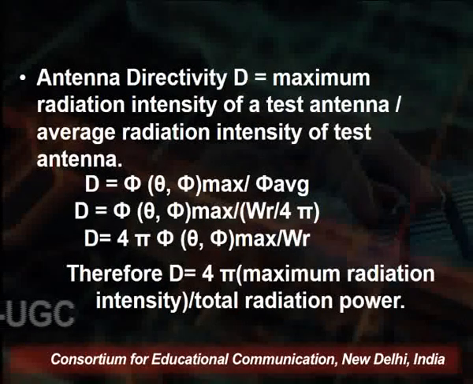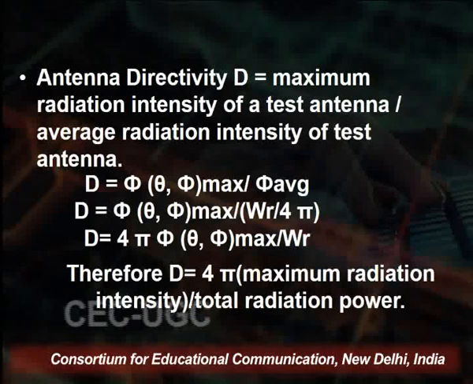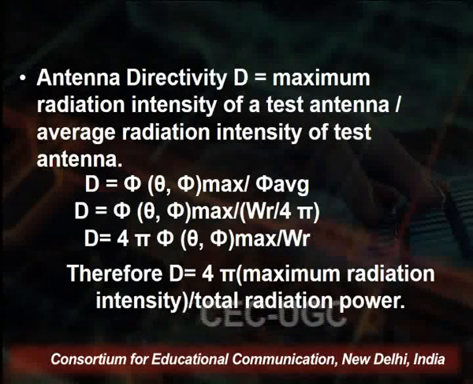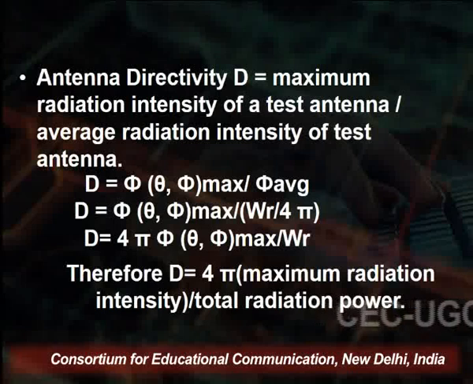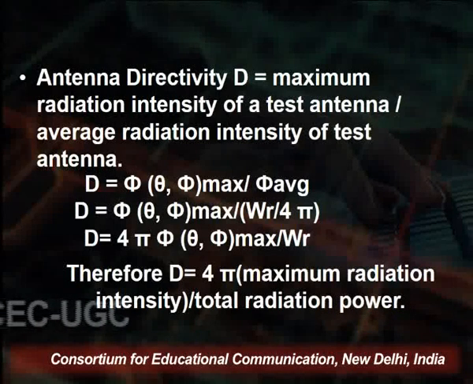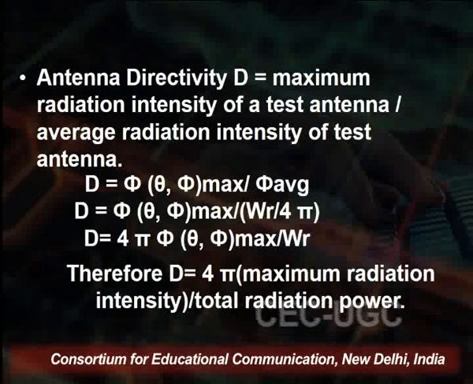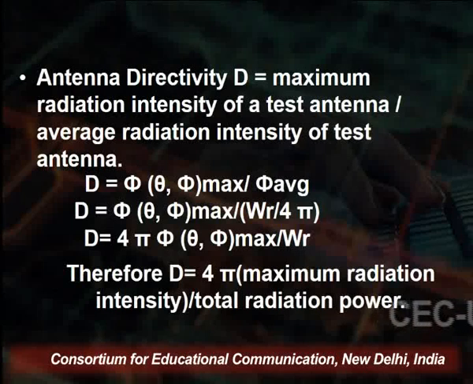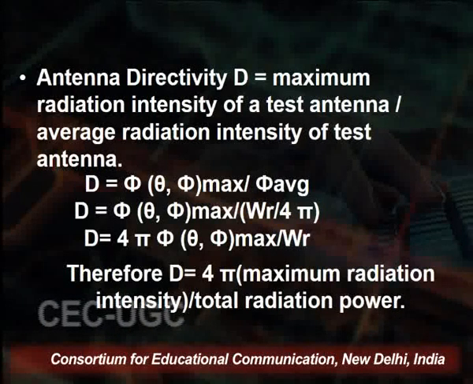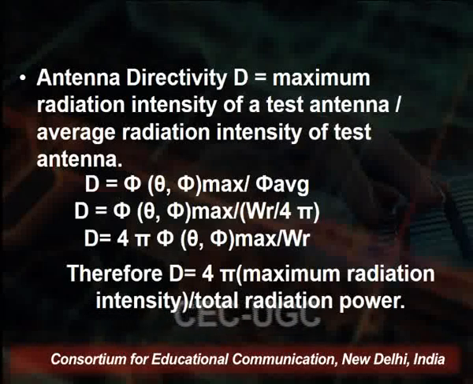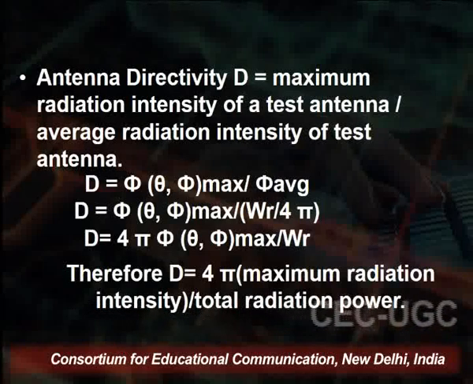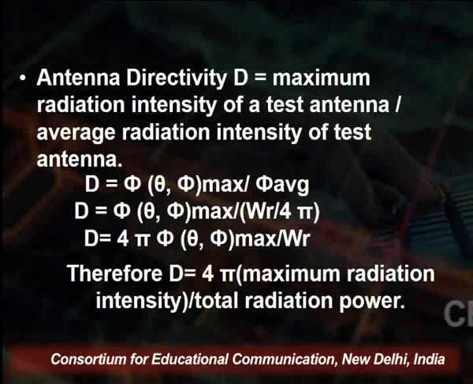Now antenna directivity D is defined as D equals phi(theta) into phi maximum divided by phi average. Now we will see D divided by W_R over 4 pi, and D is equal to 4 pi phi(theta) phi maximum by W_R. It is therefore that D is equal to 4 pi maximum radiation intensity divided by the total radiation power.